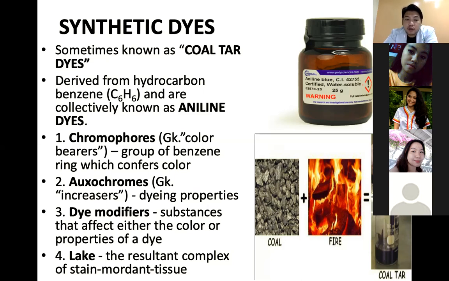Next we have the oxochromes, from the Greek word which means increasers. They increase the dyeing properties. They help the chromophores to expose or to increase their dyeing capacities. Okay, next we have dye modifiers. These are substances that affect either the color or the properties of a dye.